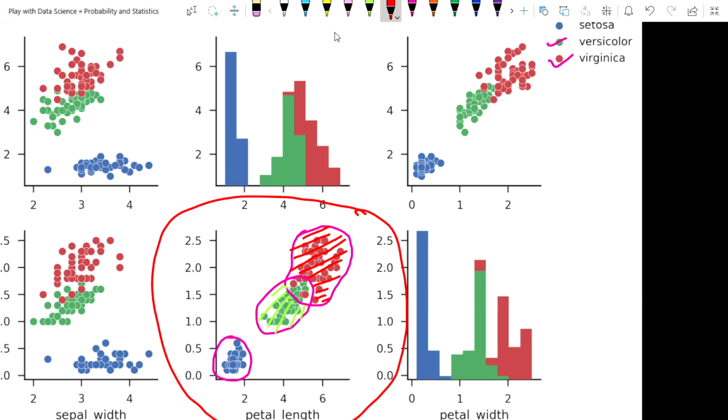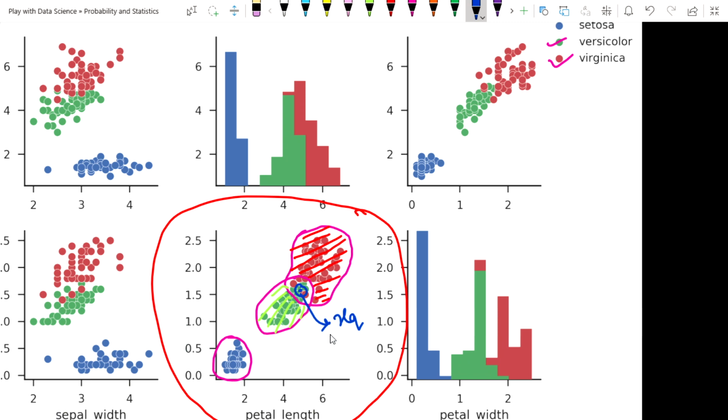Suppose we take a flower that lies in these regions. Suppose we have taken this flower. Suppose this point is our query point. Suppose we have this query point. Suppose let's take this point as xq.